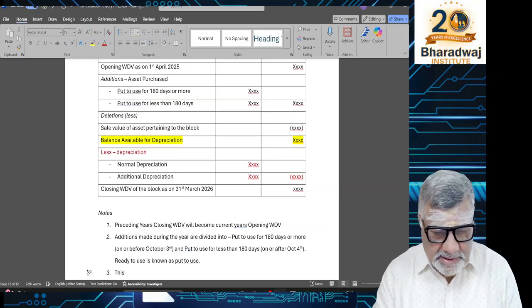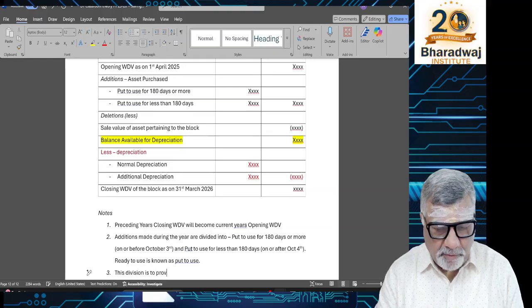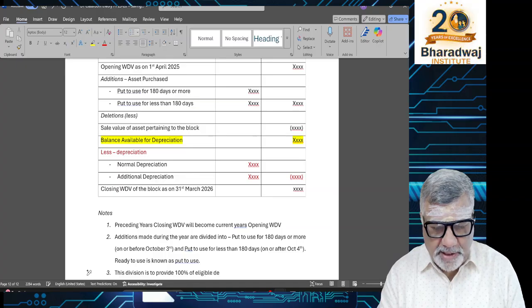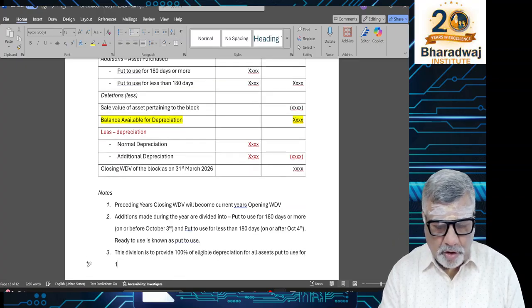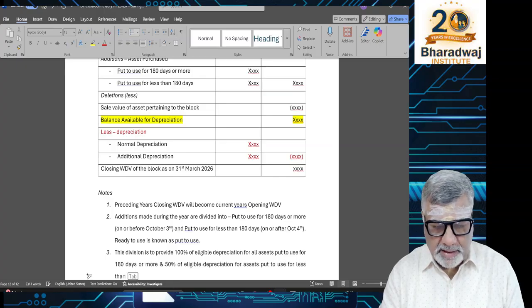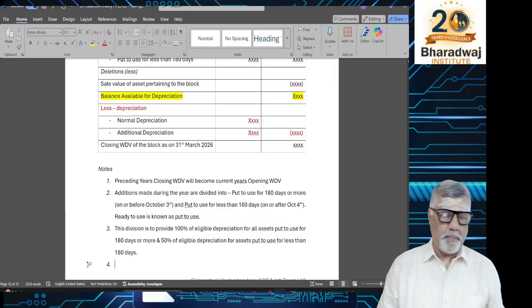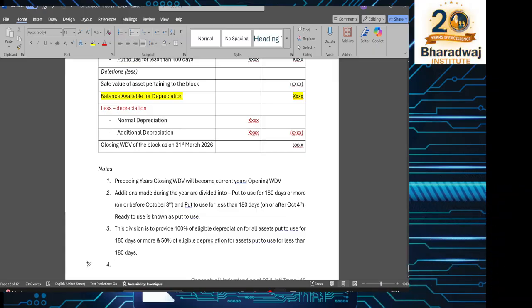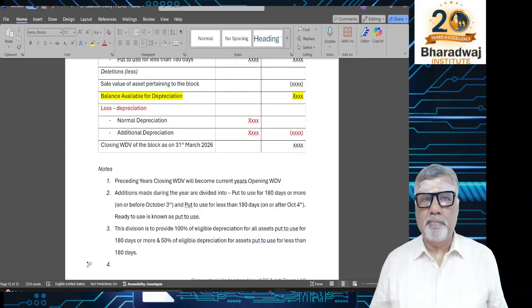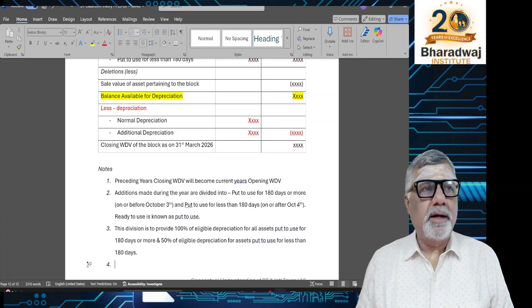Okay. This division is to provide 100% of eligible depreciation for all assets put to use for 180 days or more and 50% of eligible depreciation for assets put to use for less than 180 days. Okay. You are understanding this, right?